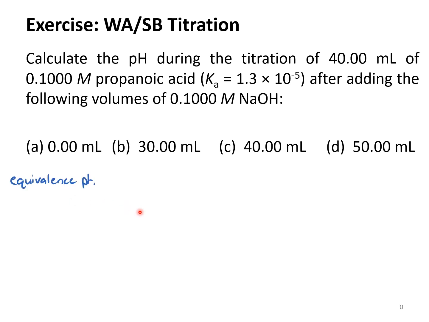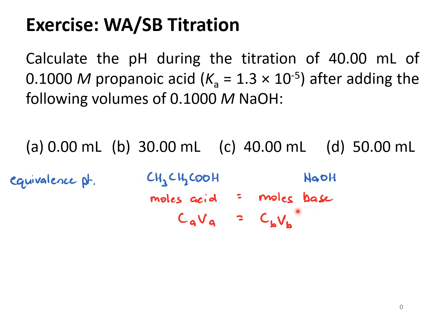Now, it's useful, before we start to solve this problem, to calculate the equivalence point of the titration. In order to calculate this, we will simply use the equation: the concentration of acid times the volume of acid equals the concentration of base times the volume of base. This is just a way of restating the fact that the moles of acid that we start with equals the moles of base that we add during the titration in order to reach the equivalence point. By acid, we mean propanoic acid, and by base, we mean sodium hydroxide.